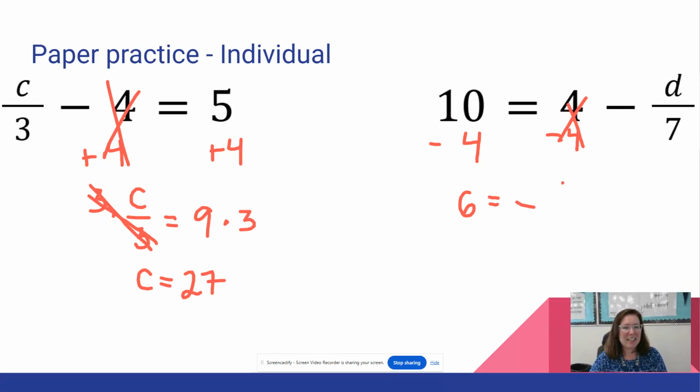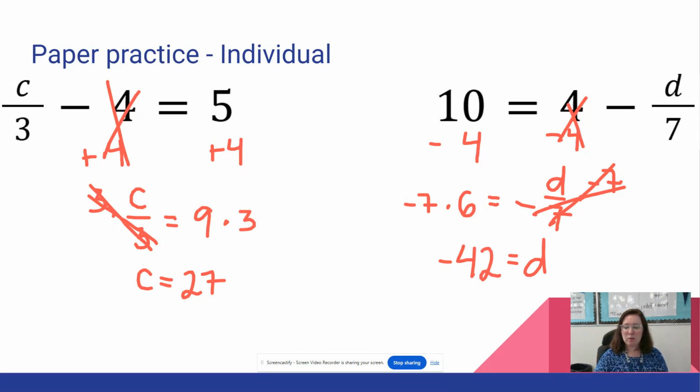Now we have this negative d over 7. Okay, the negative sign's right in front, but we can attach it to the 7 and say, okay, what's the opposite of dividing by a negative 7? Multiplying by a negative 7. Negative 7 divided by negative 7 is 1. 1 times d is just d. A negative times a positive is a negative, and 7 times 6 is 42. So d equals negative 42.